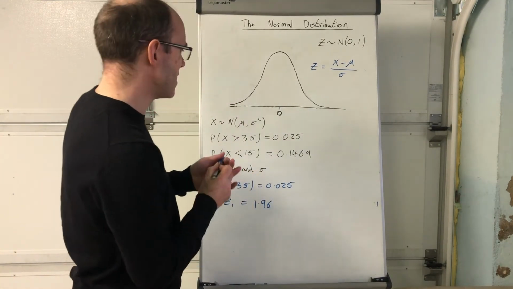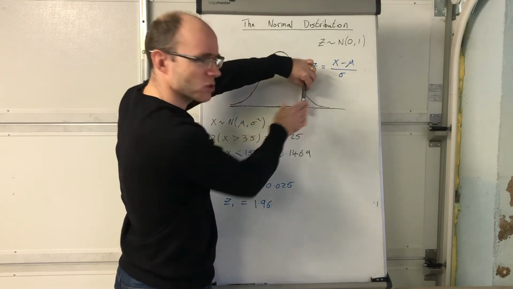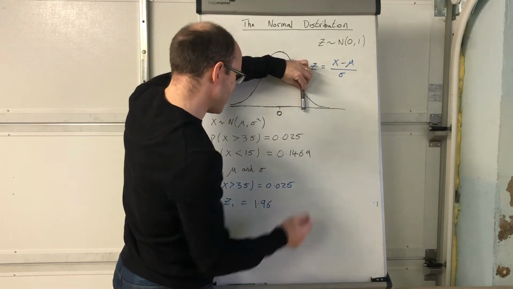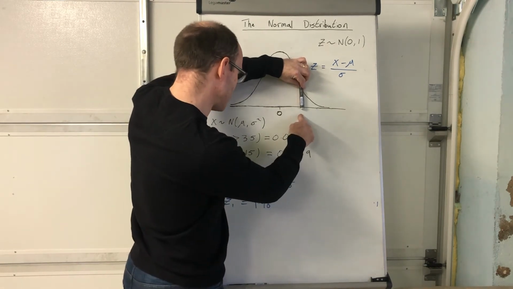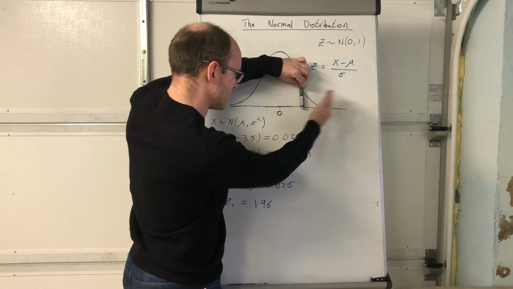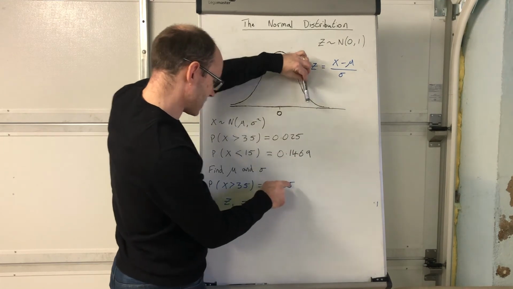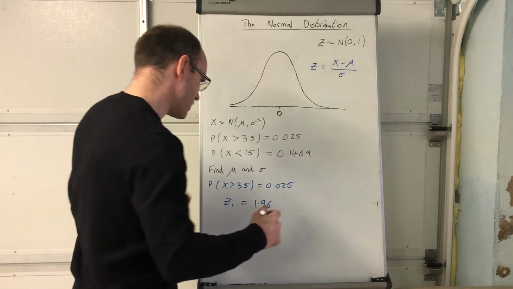So that's somewhere around about here in the diagram. I'm not going to draw this in for the moment. I'll save my diagram in case I need it in a minute. And so that's 1.96, you see. Probability z is greater than that is 0.025. Okay, so that's the first one.